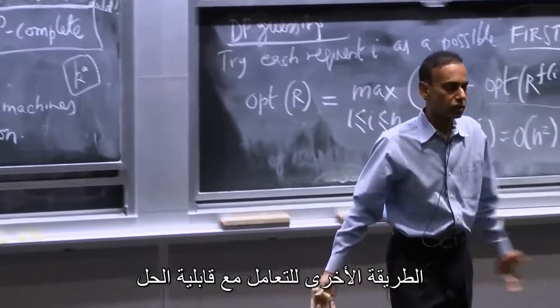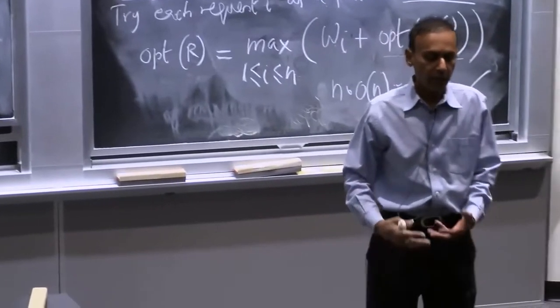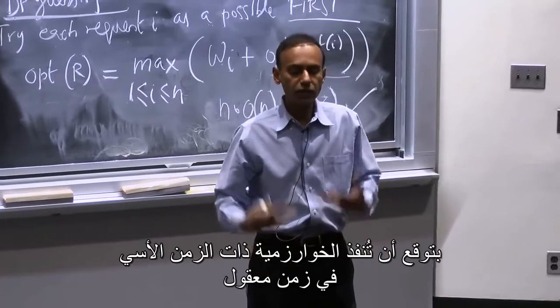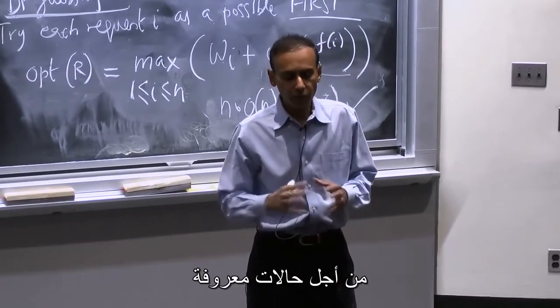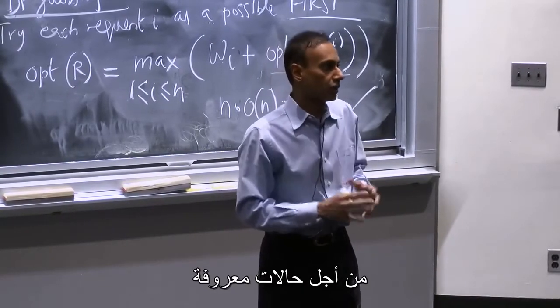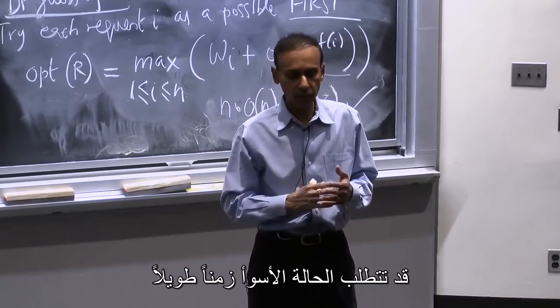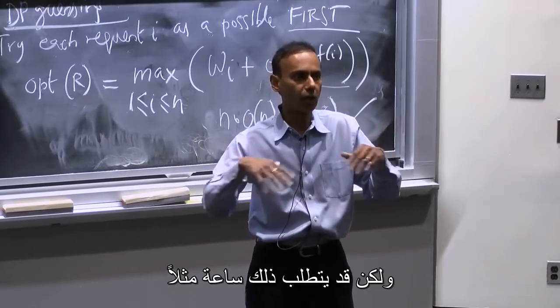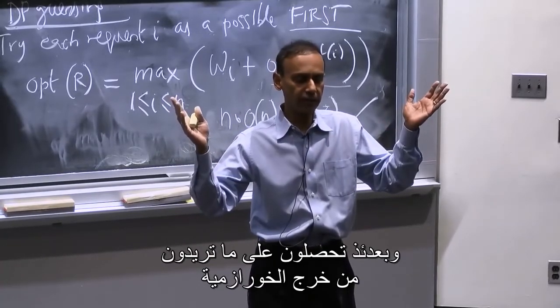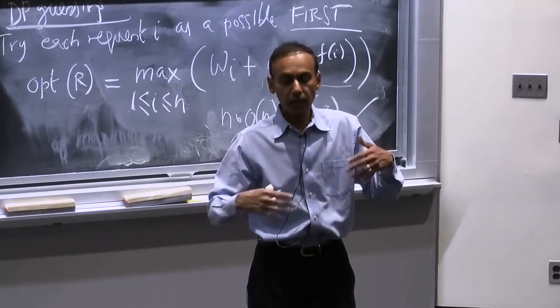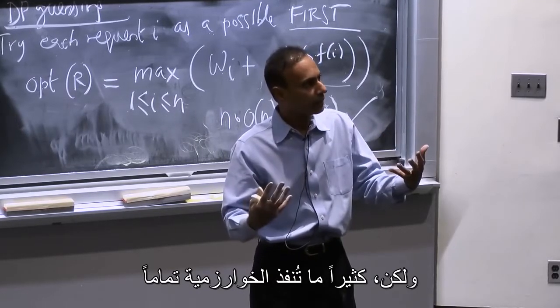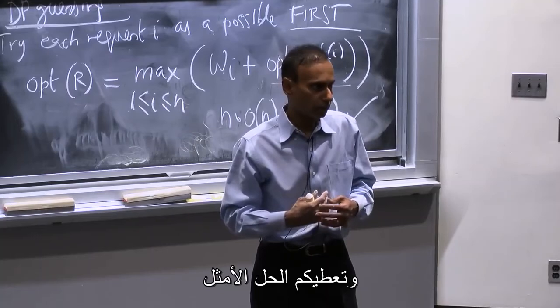The other way is to just deal with intractability by hoping that your exponential time algorithm runs in reasonable amount of time for common cases. So in the worst case, you might end up taking a long time, but you just sort of back off after an hour and take what you get from the output of the algorithm. But in many cases, the algorithm might actually complete and give you the optimum solution.